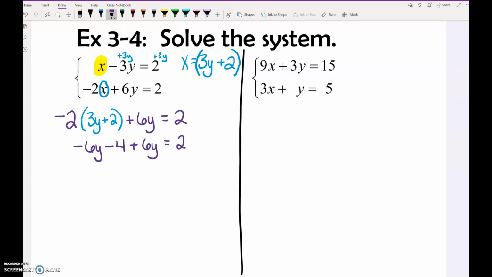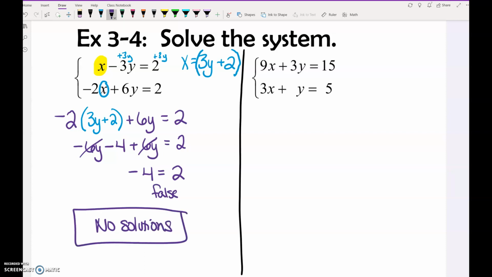Once you distribute, you see that you have -6y and +6y. Those are going to cancel each other out. That would be 0. And we're left with -4 equals 2. Does -4 equal 2? No. No, this is a false statement, which means there are no solutions.